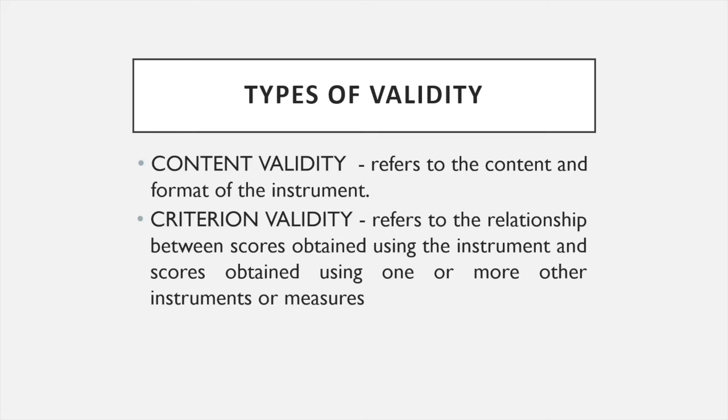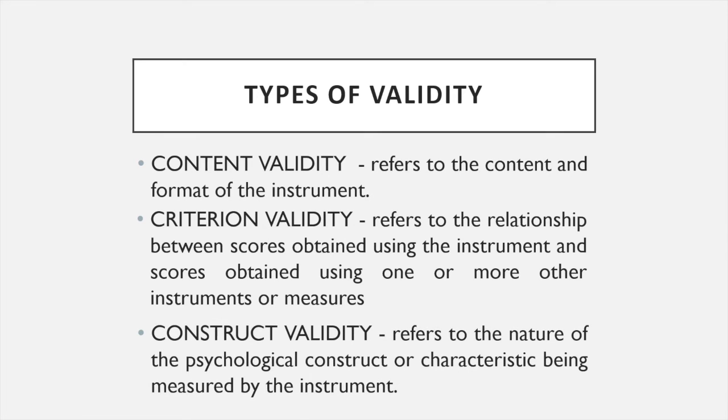Next is criterion-related evidence of validity. It refers to the relationship between scores obtained using the instrument and scores obtained using one or more other instruments or measures, often called a criterion. For example, if an instrument has been designed to measure academic ability, the students' scores on the instrument might be compared with their grade point averages, the external criterion. If the instrument does indeed measure academic ability, then the students who score high on the test would also be expected to have high grade point averages.